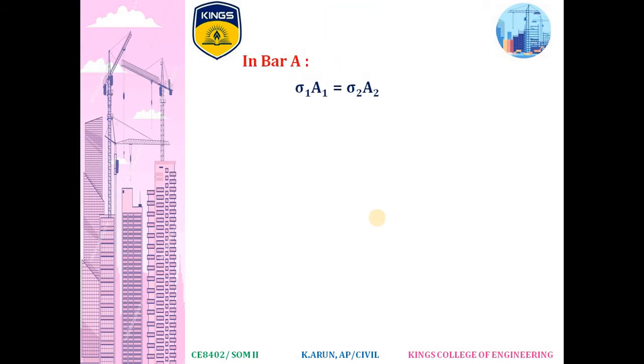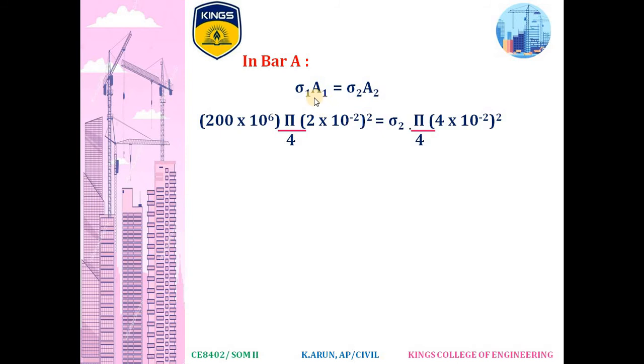In bar A, sigma 1 A1 will be equal to sigma 2 A2. They have mentioned that in the problem statement itself. So I am equating, since the load applied is common. Stress equals load by area, so load will be equal to stress into area. That's what we have written here: sigma 1 A1 equal to sigma 2 A2. That is, sigma equal to P by A, since P equal to sigma into A. So we are now substituting the values of sigma here. Sigma 1 is already given in the problem as 200 into 10 power 6, and area is pi d square by 4.